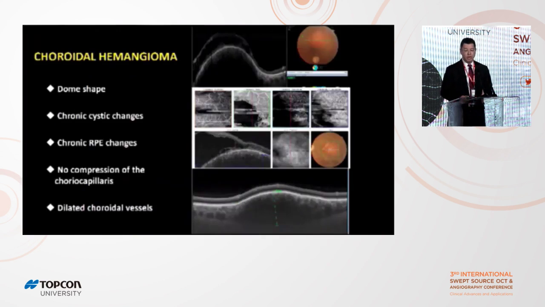For choroidal hemangiomas, this is a lesion that is dome-shaped and is associated with chronic cystic changes. There are also chronic RPE changes. There is no compression of the choroid capillaries, so OCT can help differentiate these lesions from malignant lesions, and there are dilated choroidal vessels, and this is the hallmark of the OCT appearance on the structural OCT, because of these large vessels in the choroid that these hemangiomas have, correlating with the histopathology of these lesions.